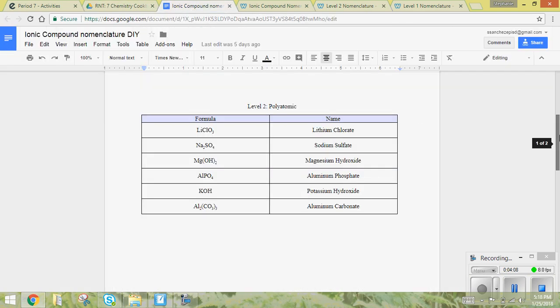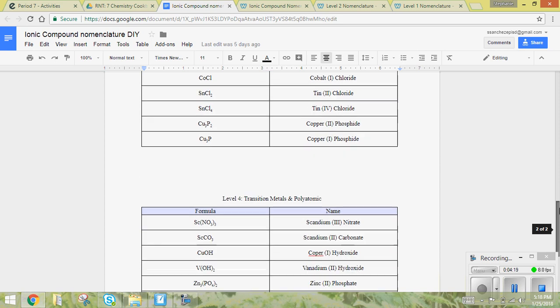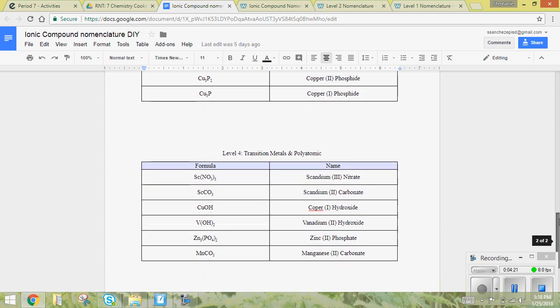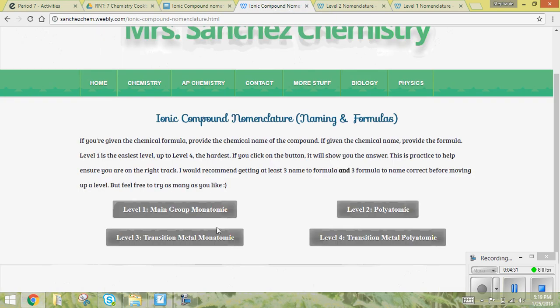Level 4, and by 4 I mean 3, is working with the transition metals. So really pay attention here. Just remember they are all ionic compounds, which means electrons are being transferred. Level 4 is transition metals with polyatomics. Same idea. Go through all of them. Figure it out. How do we get from formula to name? How do we get from name to formula? Back and forth. And then go ahead and do some practice problems.